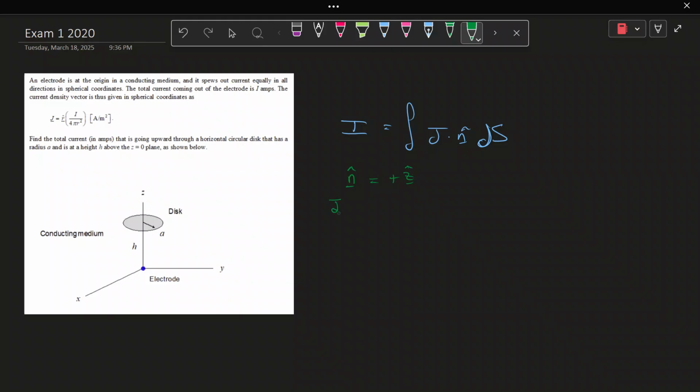Now, J is going in what direction? Well, given the current density vector, we know it's going in the r hat direction in spherical coordinates. Now, this is very important. The z hat, this z unit vector, is not part of spherical coordinates. This will become a problem, or it might become a problem, or it could be a solution that we need. dS, what is dS in terms of coordinates? Well, dS is going to be rho d rho d phi.